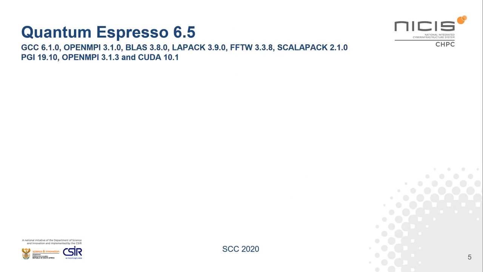First application we will be looking at is Quantum Espresso. This is an application that is used mainly in materials modeling. You will notice that I have two different sets of compilers, one being GCC 6.1.0 and the other PGI 19.10. The GCC 6.1, along with all the other compilers listed in that row, are used specifically for CPU runs, whereas the PGI compilers are used for GPU runs.